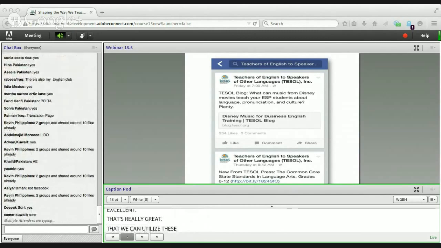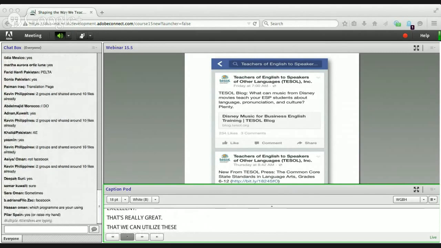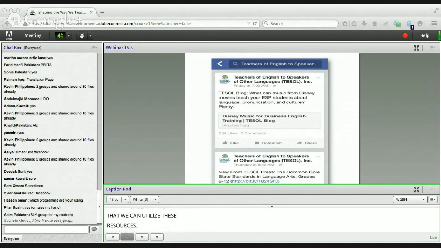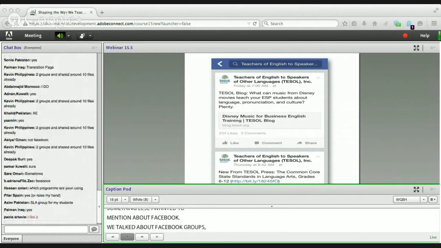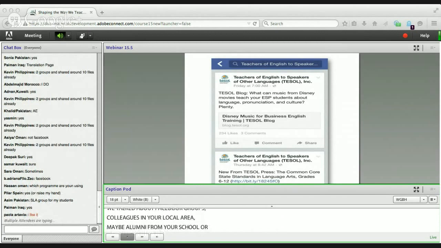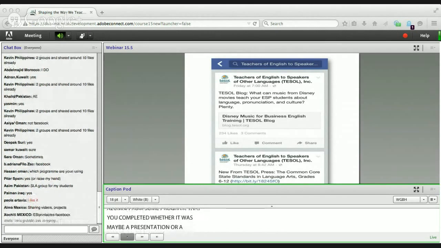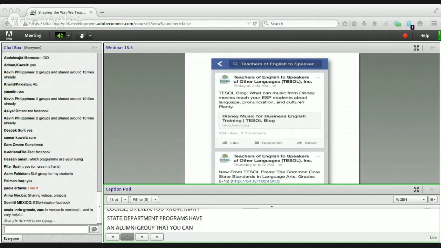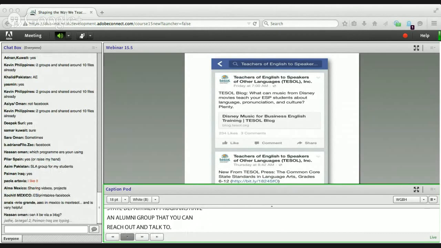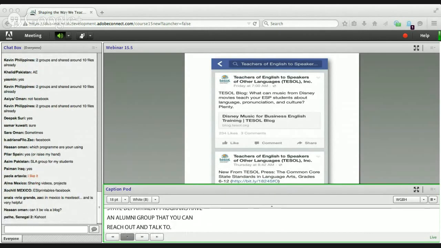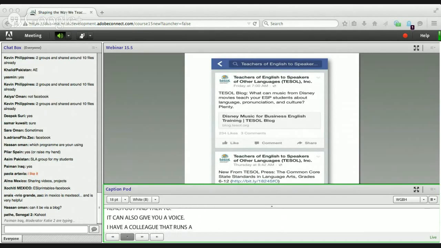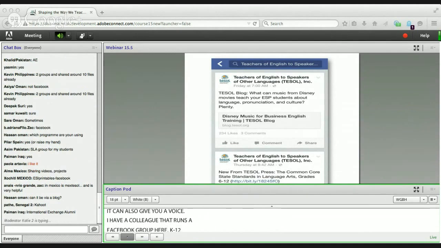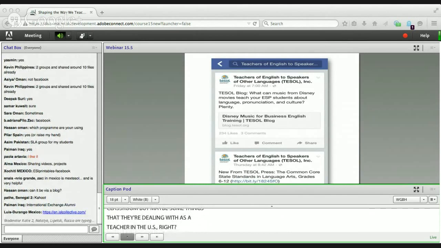Something else I wanted to mention about Facebook is that we talked about Facebook groups, either colleagues in your local area, maybe alumni from your school, or alumni from some program that you completed, whether it was a presentation or a course. I know many State Department programs have an alumni group that you can reach out and talk to. It can also give you a voice. I have a colleague that runs a Facebook group here in the U.S. that deals with K through 12, elementary and secondary school issues, and it really gives them a voice to communicate and collaborate on their professional issues, not necessarily about the classroom, but some things that they're dealing with as a teacher in that system, and being able to combine forces, I guess you could say.